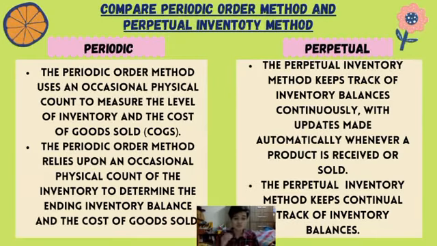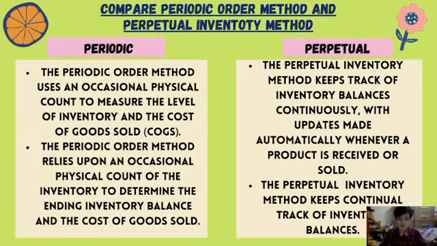So the perpetual inventory method keeps track of inventory balance continuously, with updates made automatically whenever a product is received or sold. The perpetual inventory method keeps continual track of inventory balance. It means that the perpetual inventory method is continuously tracking the inventory balance every time.